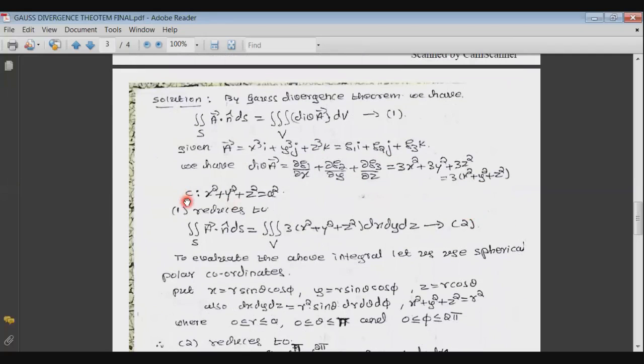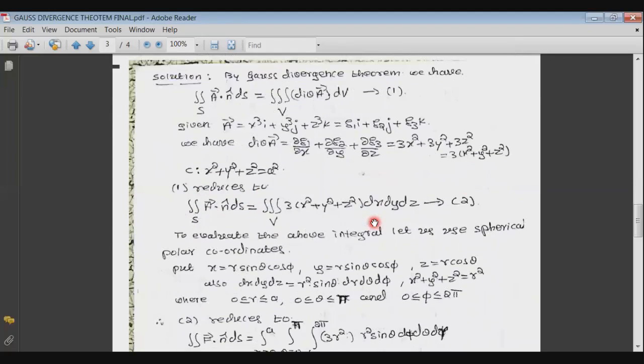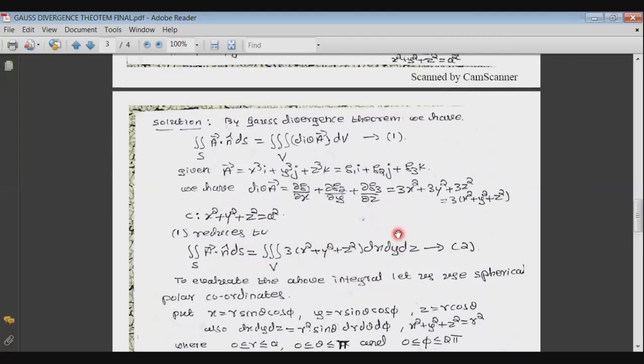And in this case, the given surface is x square plus y square plus z square equals a square. Now if you substitute this value of divergence of a bar on the RHS, we get 3 into x square plus y square plus z square, and dV is given by dx dy dz.